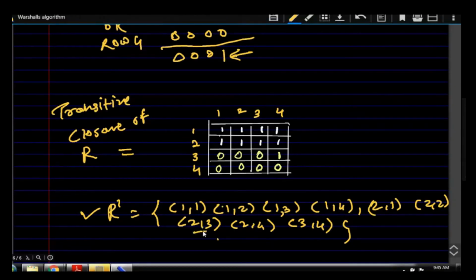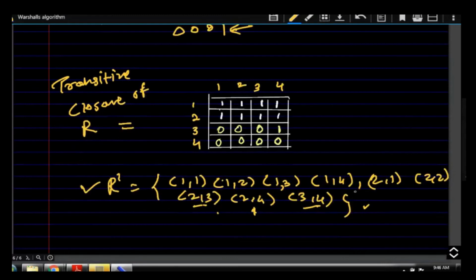So you can check here, there is an edge from 2 comma 3 to 3 comma 4, so there is an edge 2 comma 4 here. So it is transitive. Similarly, if you check all the ordered pairs, you will find this relation is a transitive relation. Okay, so this is a transitive relation. Sorry, transitive closure. Okay, so in this way you have to solve the question.